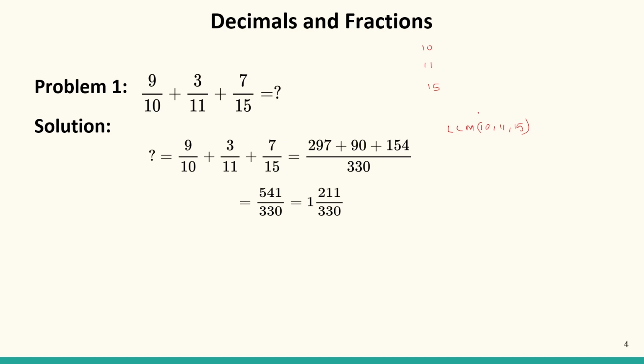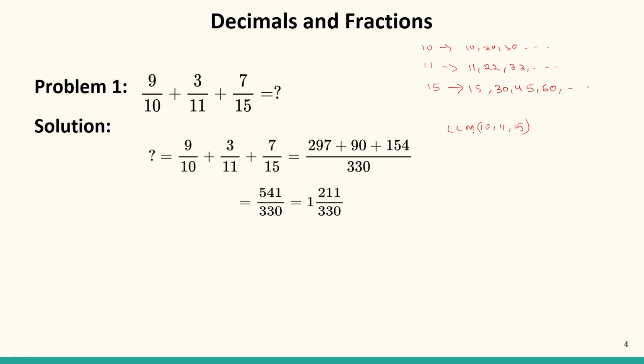First you find the sequence of multiples of 10, that is 10, 20, 30 and so on, and then the sequence of multiples of 11, that is 11, 22, 33 and so on. Then you also find the multiples of 15, that is 15, 30, 45, 60 and so on.